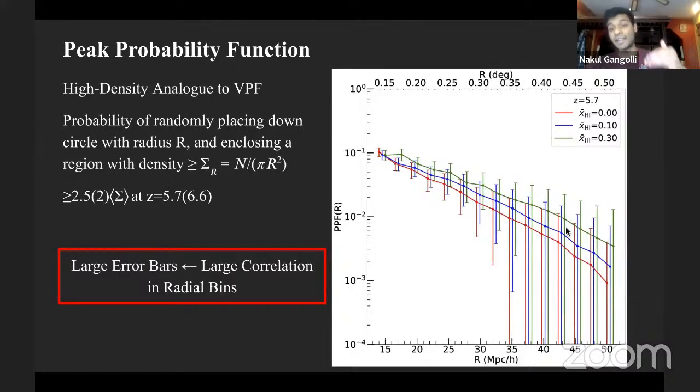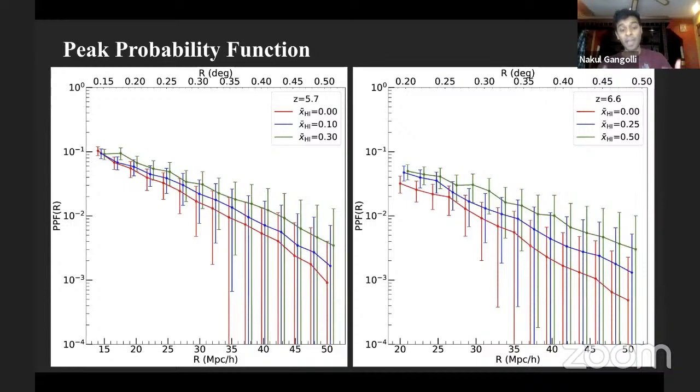And what we see is that, yes, there is an enhancement in the apparent clustering of the LAEs, where these dense regions are getting more dense. Unfortunately, the error bars from cosmic variance are actually very large, and we attribute these to large correlations between the radial bins. In essence, the dense regions tend to be closer to or within other highly dense regions, which makes it extremely difficult to use to constrain the neutral fraction. We again do the same analysis at redshift 6.6, and we see the same thing. The apparent densities are getting higher and higher, but the error bars are quite large.